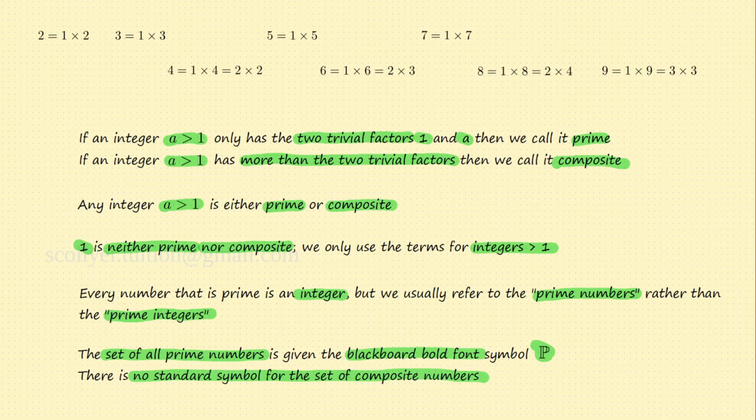If we look at the first few integers larger than 1, we see that 2 is prime, 3 is prime, 4 is composite, 5 is prime, 6 is composite, 7 is prime, 8 is composite, and 9 is composite. And the numbers in the green list are prime because they only have the trivial factors. The numbers in the red list are composite because they have more than the trivial factors. They have at least 3 factors.